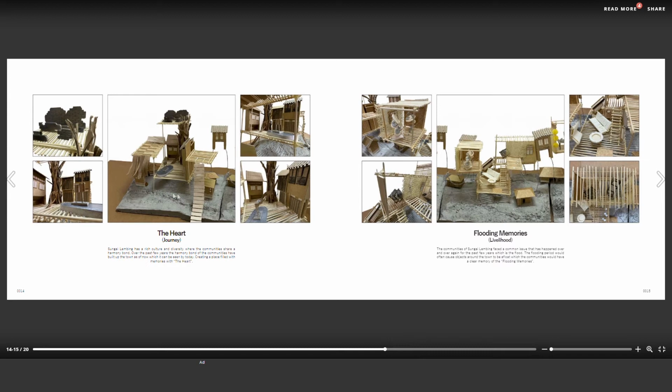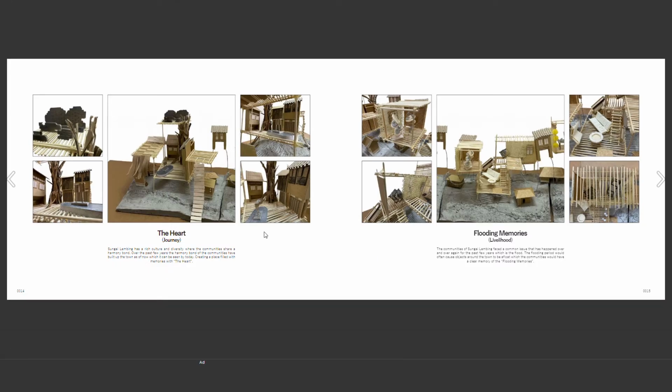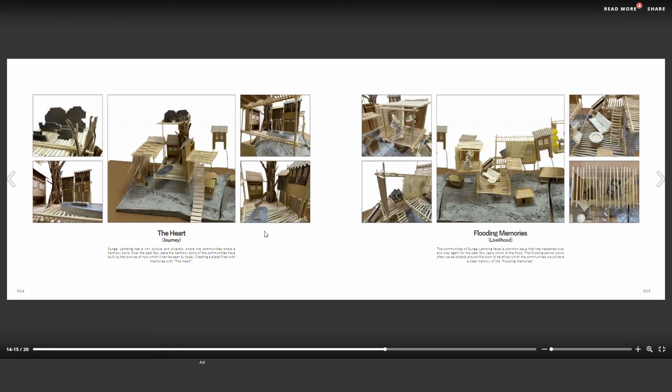Having the heart is inspired by the journey. This narrative shows that Sungai Lembing has a rich culture and diversity where the communities share a harmonious bond. Over the past few years, the harmonious bond of the communities has built up the town as it can be seen today, creating a place filled with memories with the heart.